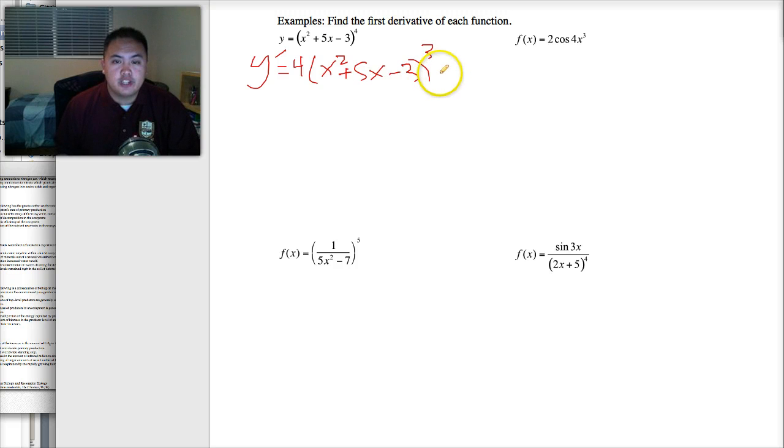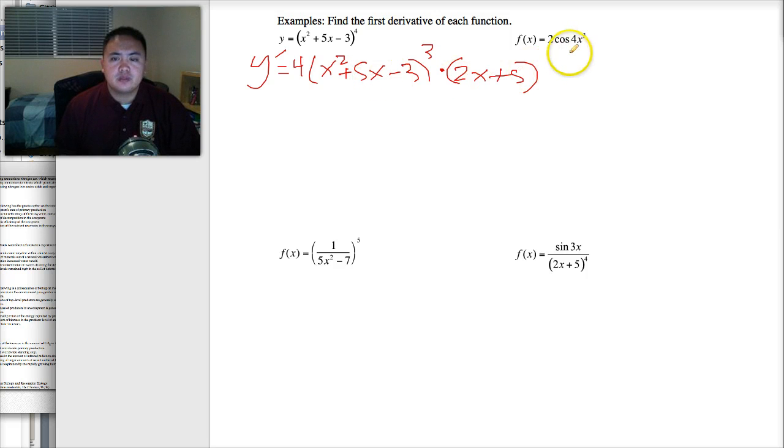And then the second rule of the chain rule is multiply by the derivative of the inside function. So my inside function is x squared plus 5x minus 3. And using the power rule in there also, you'll know that my derivative is 2x plus 5. And that's really all you need to do for the chain rule. If I had any other coefficients, I would combine them and move them out in front. But really, this is already as simplified as it needs to be.